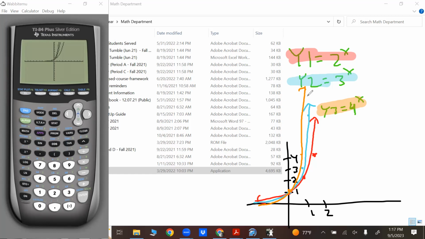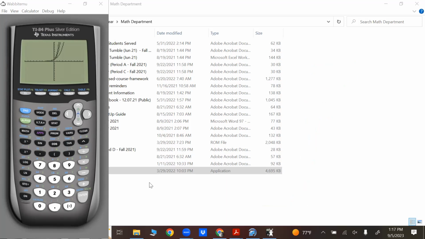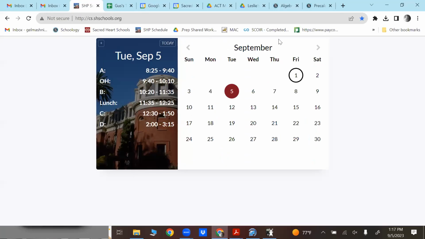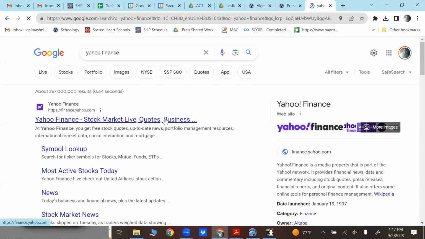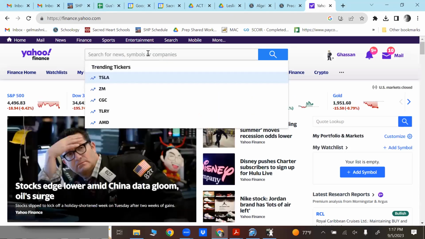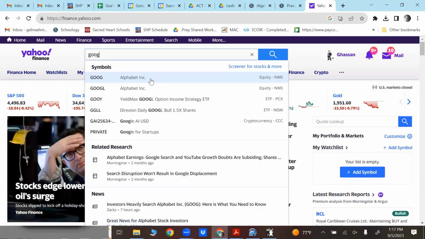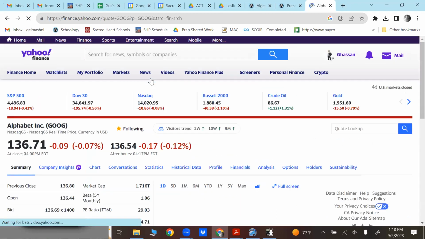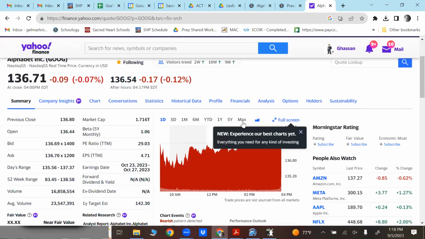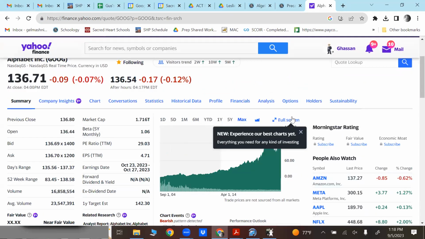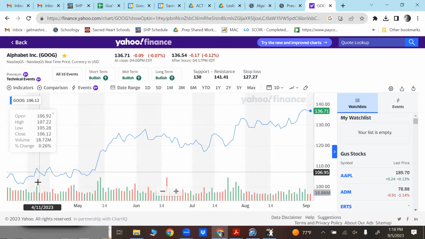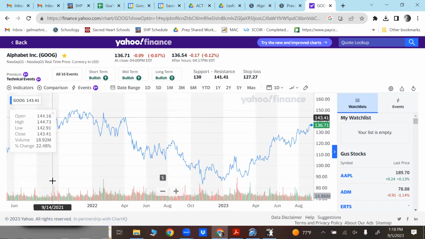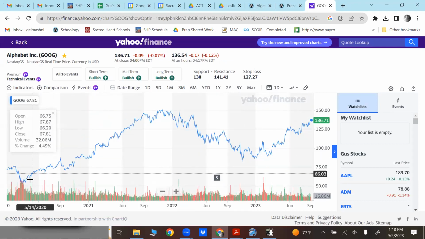Okay, so I'm going to go to Yahoo Finance. That's usually a good place to go. Just to give you a real life example of exponential functions. It's still the same ticker symbol. It's just called Alphabet, right? Okay. Let's do max. Okay. Full screen. Okay. So let's go all the way.